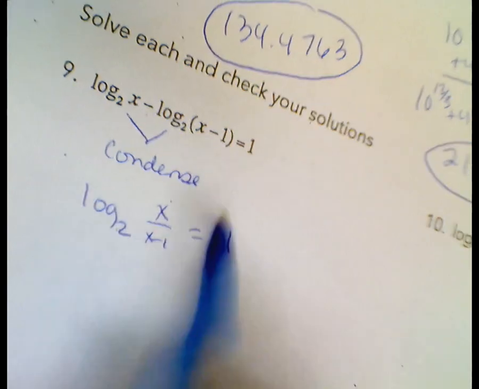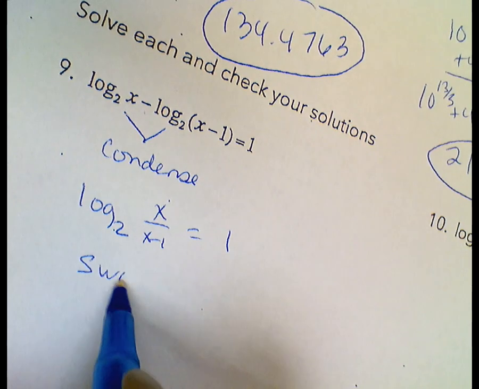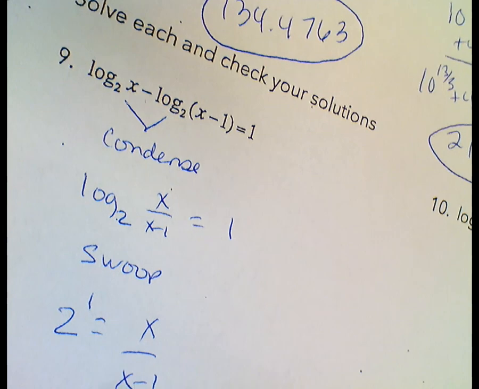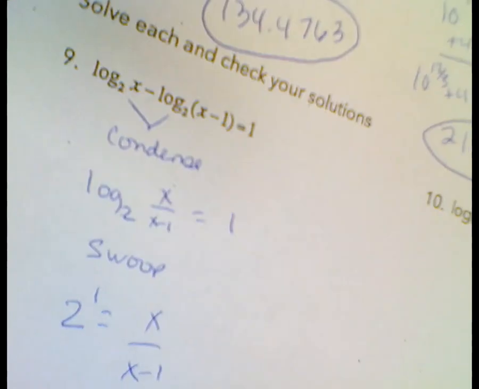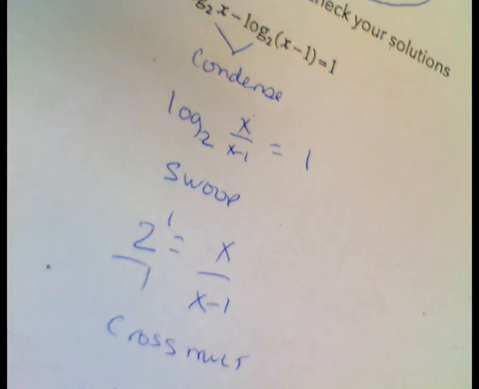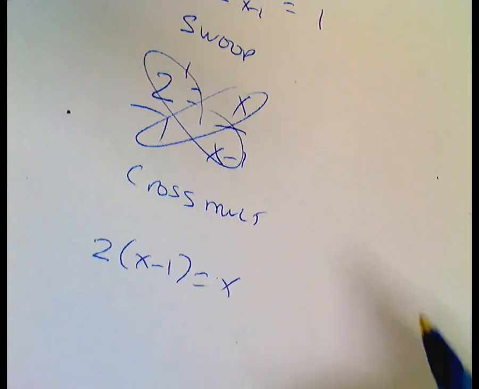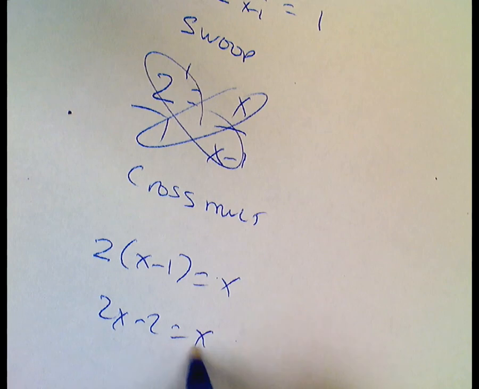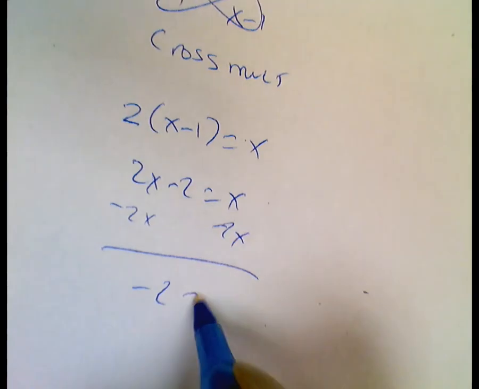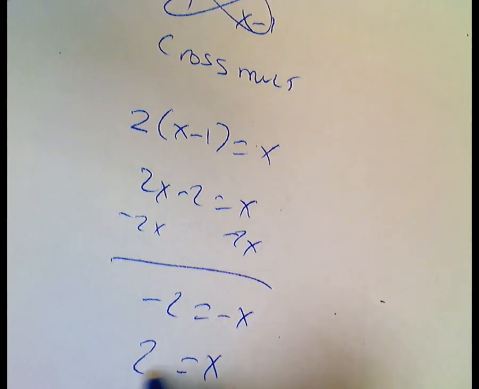Now, notice you have a single log. So now we're going to swoop. So 2 to the 1st equals x over x minus 1. Cross multiply. So 2 times x minus 1 equals x. 2x minus 2 equals x. Subtract 2x. And x is 2.